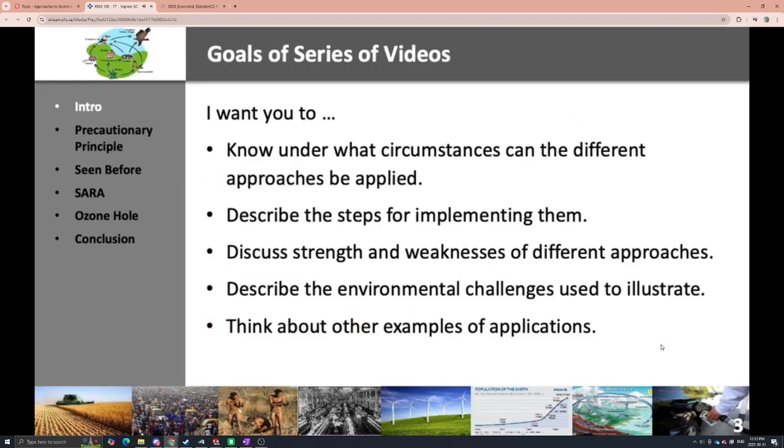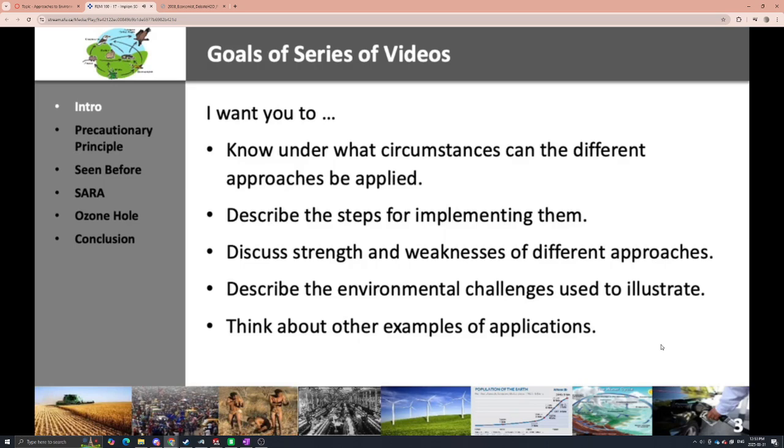Before we get into the details of the precautionary management approach, let's review what we need to take away from these lectures. First and foremost, I would like you to have a basic understanding of the three different management approaches. So I want you to know under what circumstances the different approaches can be applied, what steps there are for their implementation, and what strengths and weaknesses the different approaches have.